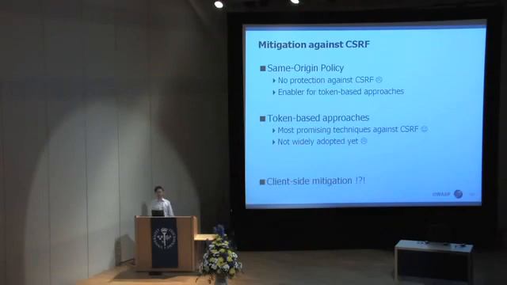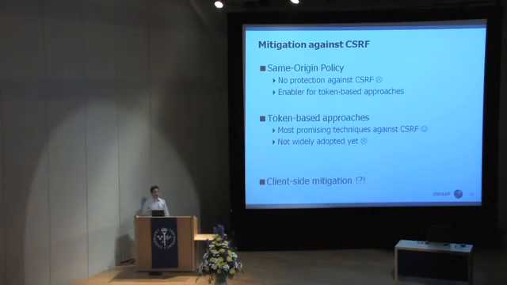The first thing is there are a lot of countermeasures against cross-site request forgery. For those who were attending last year's presentation on cross-site request forgery, I gave an overview of all the different mitigation techniques. You can find that on video of the last conference. For this talk, I will only shortly discuss the same origin policy, the token-based approaches, and then focus on the client-side mitigation. So the same origin policy itself does not provide any means against cross-site request forgery. You are still allowed to send out requests to other domains, but it's a very important enabler for the token-based approaches. And the token-based approaches are actually a very promising technique.